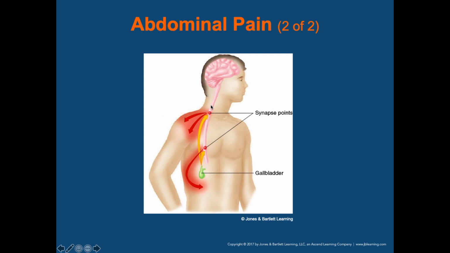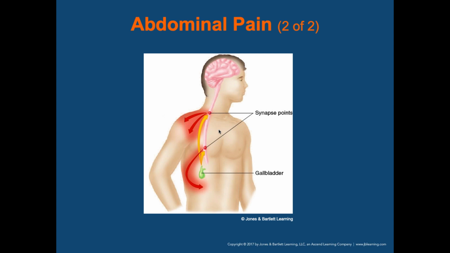So within the nervous system, you have what they call a synapse point. It's always like two nerves coming together, and there's a synapse that kind of hooks them together. With that, these points will cause referred pain.